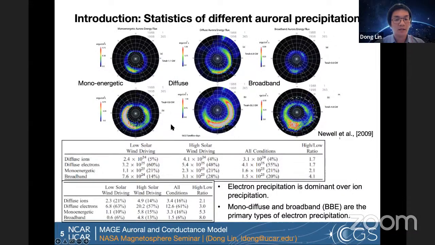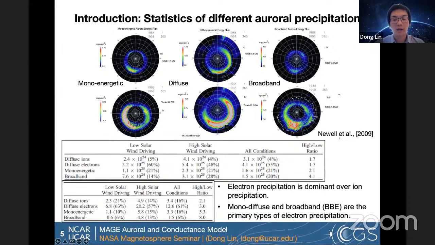And by statistically putting the different types of precipitation together, we can learn more about the differences in the underlying physics. For example, this is a statistical map of the monoenergetic electron precipitation. You can see most of the electron precipitation resides on the upward field-aligned current on the dusk side. Again, this has to do with the acceleration in the upward current. While the diffuse electron precipitation is more preferred towards the dawn side, and this has to do with eastward drift of the electrons in the magnetospheric source region.